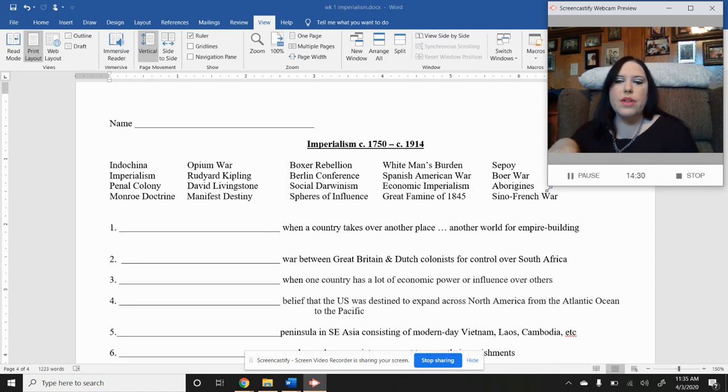Okay, underneath that is the Aborigine. The Aborigines are the native people to Australia. They're a really fun, neat people. I wish I could talk about them for a week. The natives to Australia.